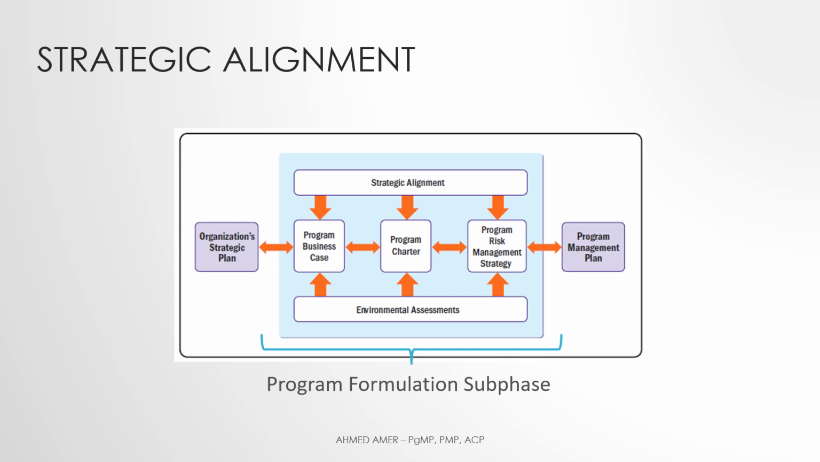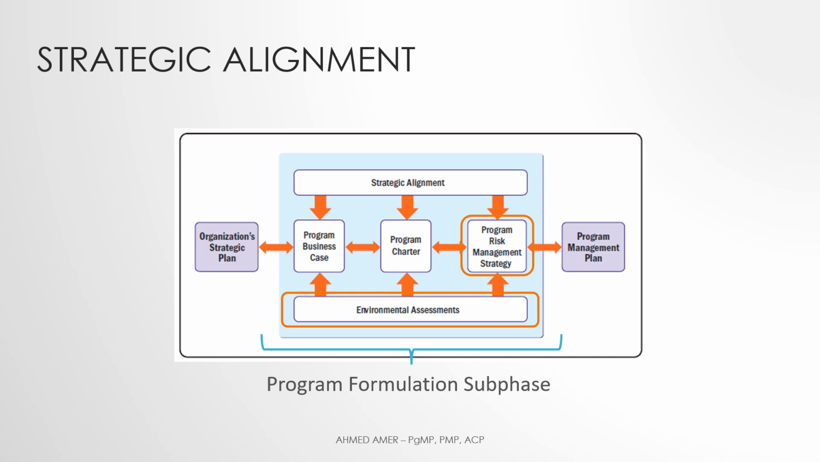executed by different organizations. Program business cases may include an analysis justifying the need for a program. This is done by defining how that program's expected outcomes would support the organization's strategic goals and objectives. As shown in the figure, a program business case serves as an input to the program charter and the program management plan. During the program formulation subphase, efforts should be spent to identify and quantify environmental factors, outcomes, and benefits, and to identify and manage program risks.